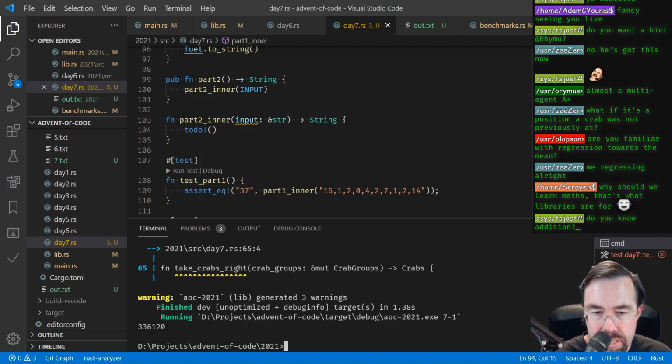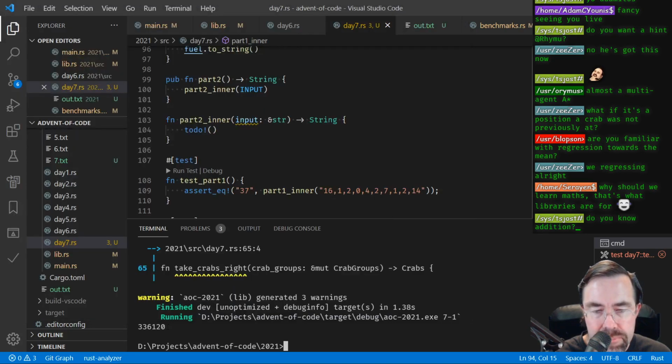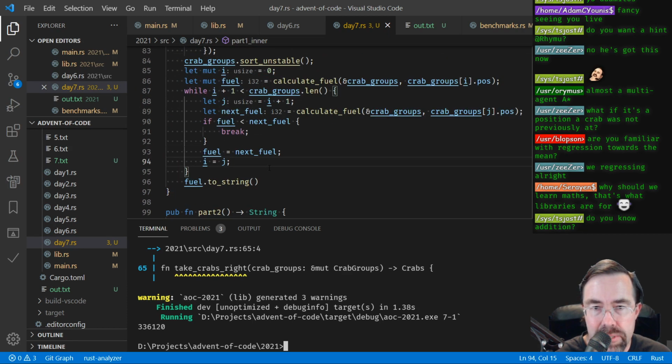Isn't that the answer that I got before? 336120? I thought that's the answer I got before and it was wrong. I don't trust it. Anybody remember what answer I picked before that was wrong? I suppose we can just have it print and then give us some more confidence.